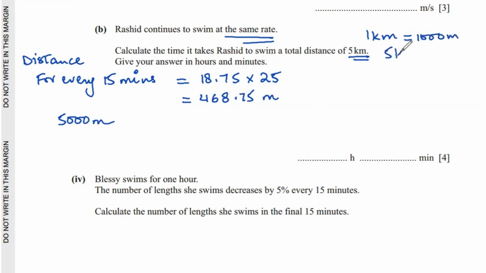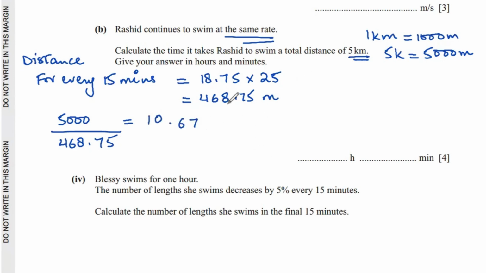So for 5 kilometers, it is going to be 5,000 meters divided by 468.75. I'm going to remove the meters. So this will tell us how many 15 minutes he used to cover the entire distance. So 5,000 divided by 468.75, that's 10.67.